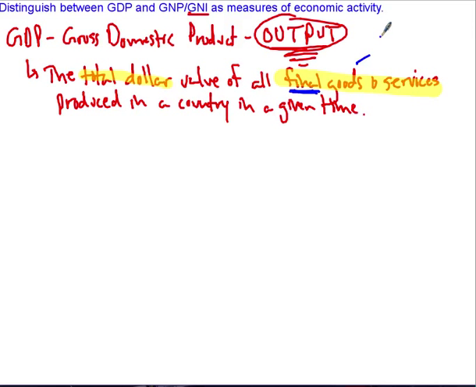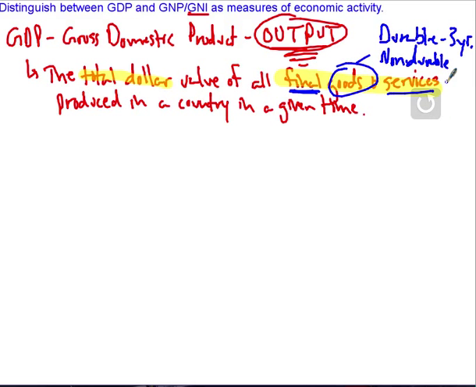And goods, we can have durable, these are things that last 3 years or more, and non-durable, less than 3 years. So final goods and services. Services would be things like going to the doctor, the dentist, or getting a haircut, or any kind of service. Produced, made in a country.